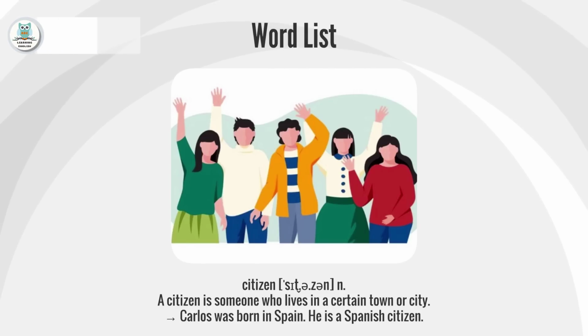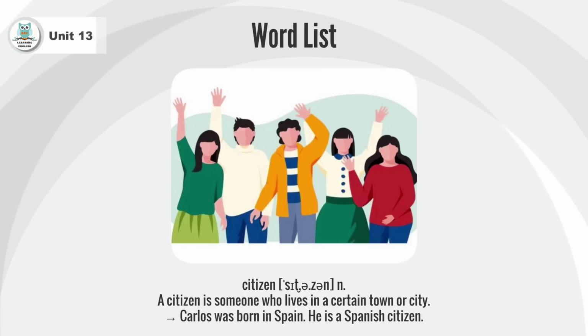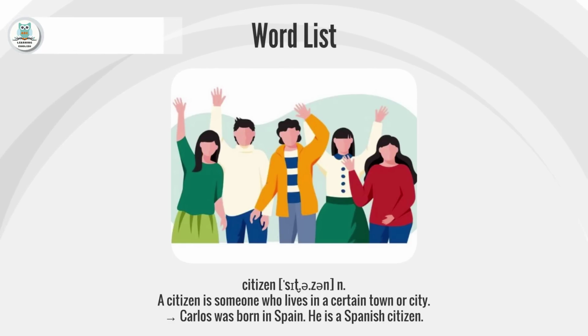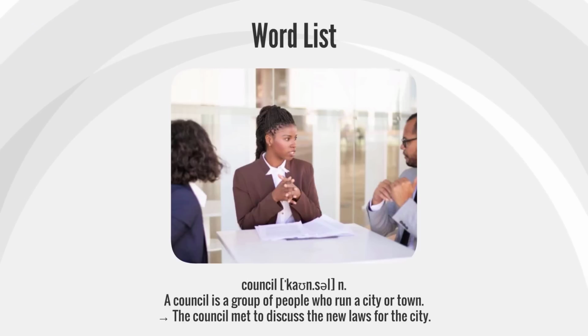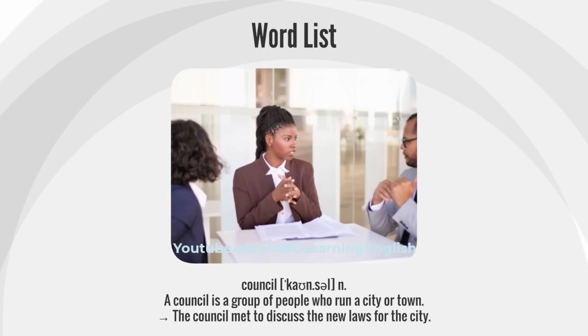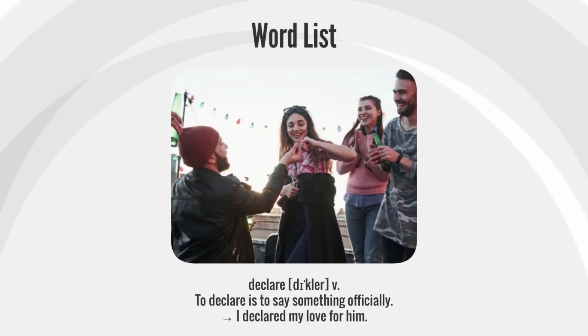Citizen. A citizen is someone who lives in a certain town or city. Carlos was born in Spain. He is a Spanish citizen. Council. A council is a group of people who run a city or town. The council met to discuss the new laws for the city. Declare. To declare is to say something officially. I declared my love for him.